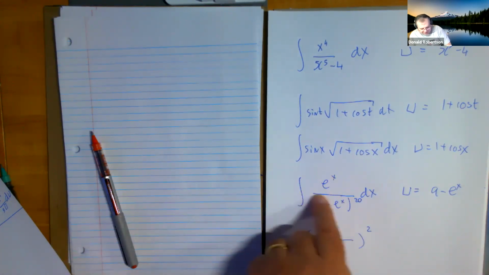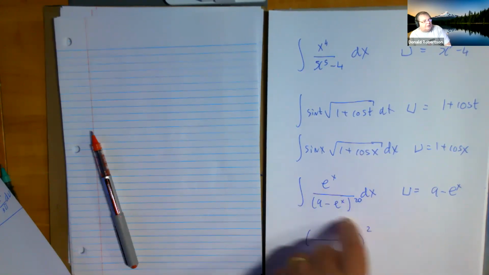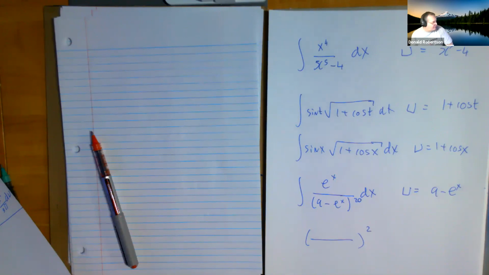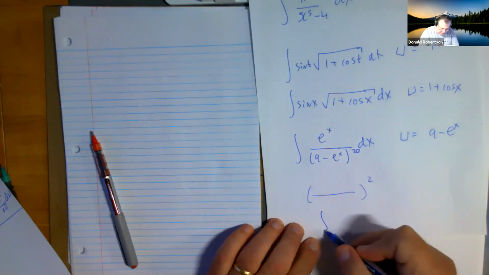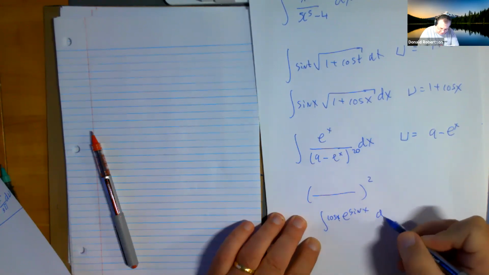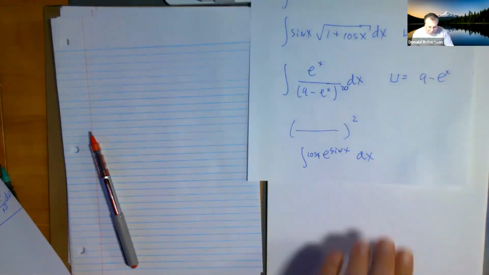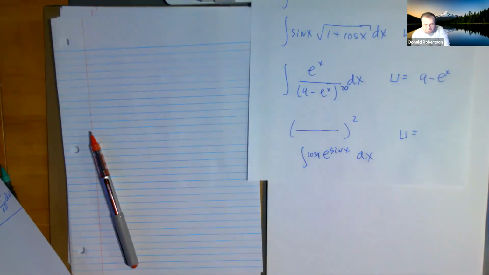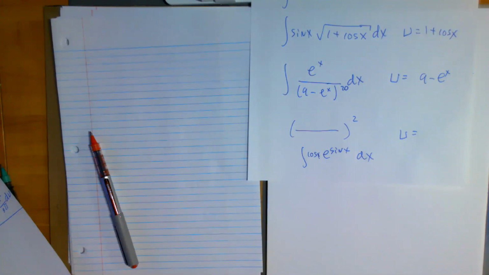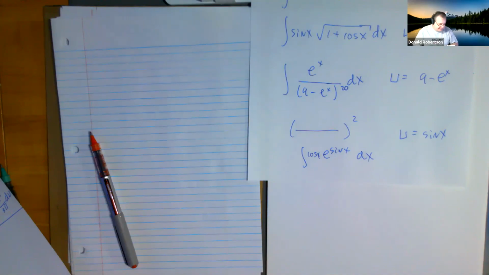Something, I don't care what that is. Something to the power of 20. Pick the something. Don't pick the whole denominator. Right? Still part of that rule. Who'd you pick here? Sine of x. Yep. And we run out of time.